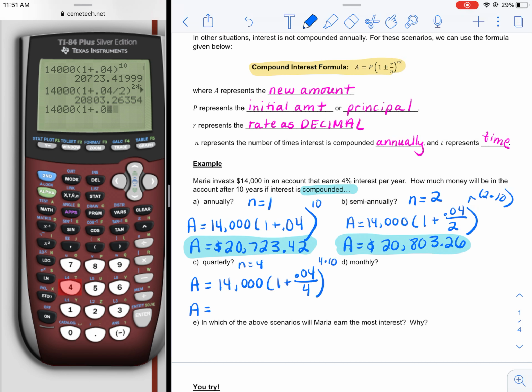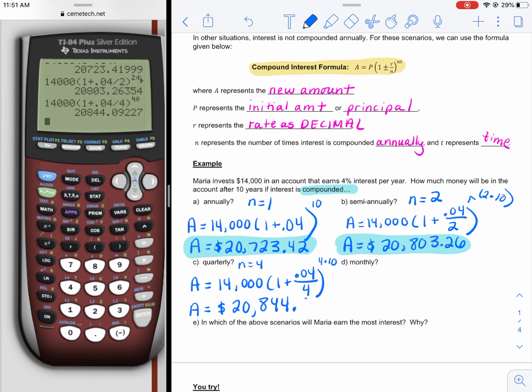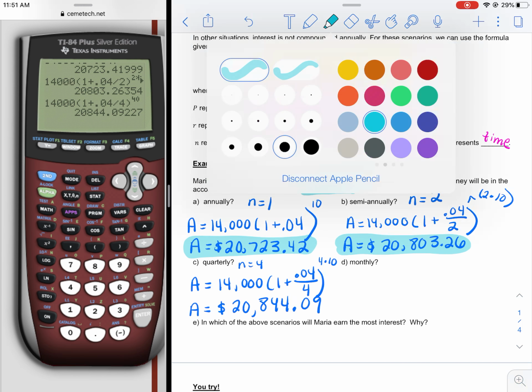14,000 times 1 plus 0.04 divided by 4. That's where you have to keep those separated. And then this time the exponent is 4 times 10, or 40. Okay, and notice that the amount is getting a little bit bigger. So the more often that interest is compounded, the more money that you're going to make.